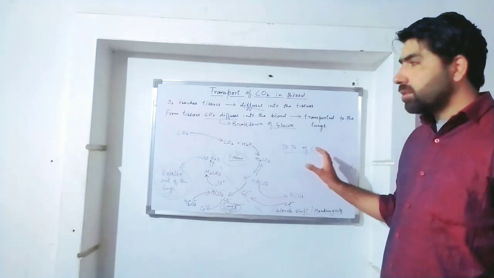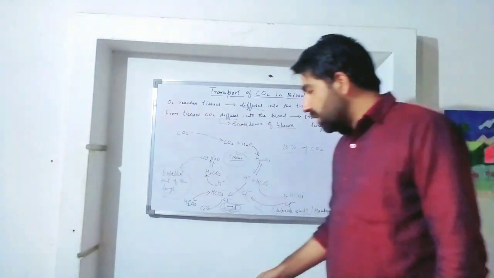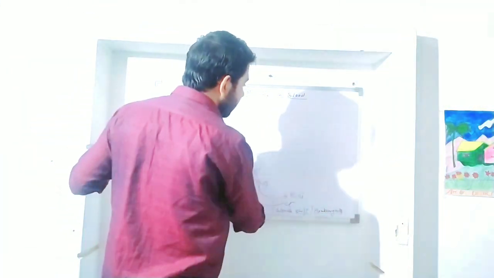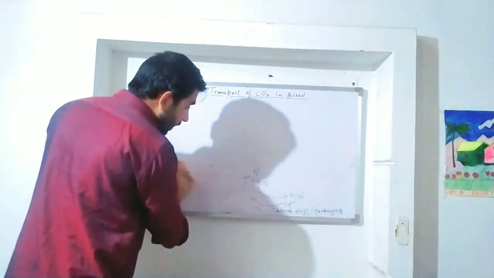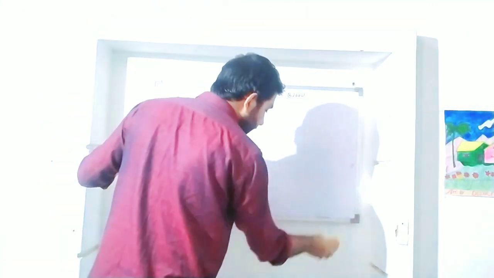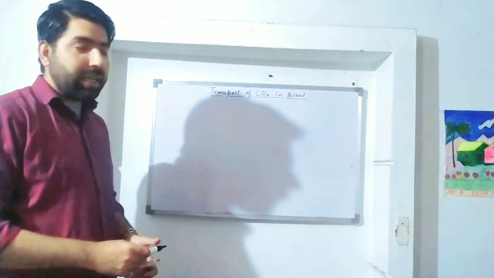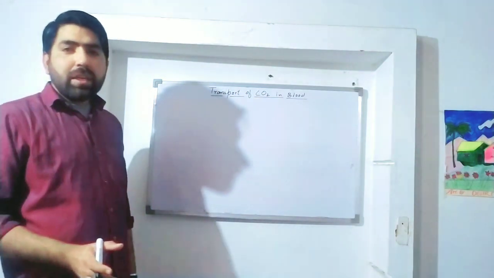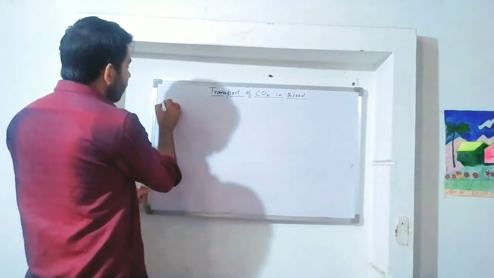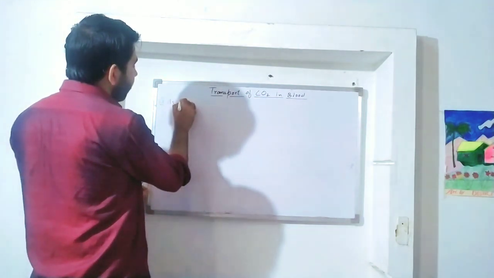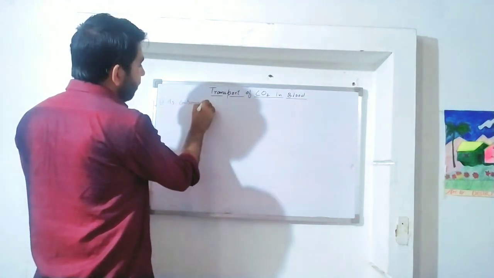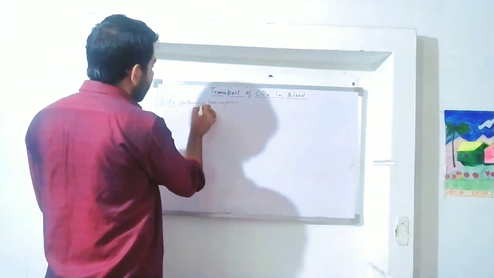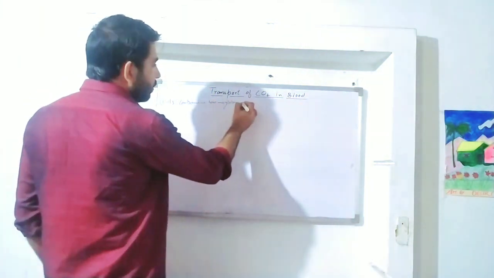Now the third process of the transport of carbon dioxide in the blood is as carbaminohemoglobin. First we studied the transport of carbon dioxide in the dissolved form. Second, we studied the transport of carbon dioxide as bicarbonate ion, and third is the transport of carbon dioxide as carbaminohemoglobin.